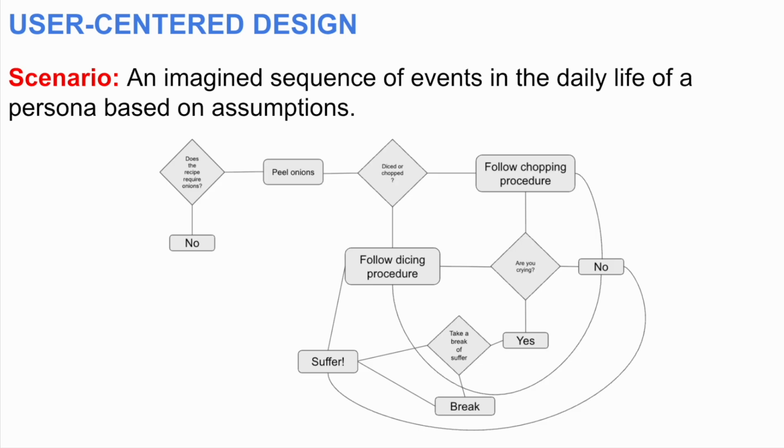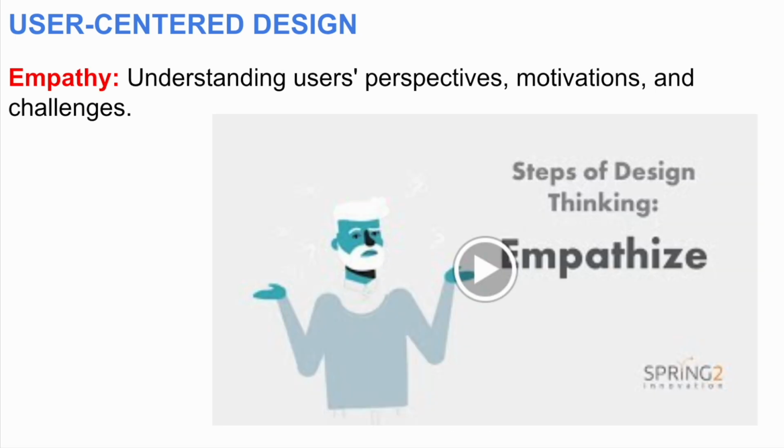A scenario is an imagined sequence of events in the daily life of a persona based on some assumptions. So this is a flowchart scenario of, say, cutting an onion. Again, I'm going to come back to empathy. Understanding users' perspectives and motivations and challenges is paramount in what we do.